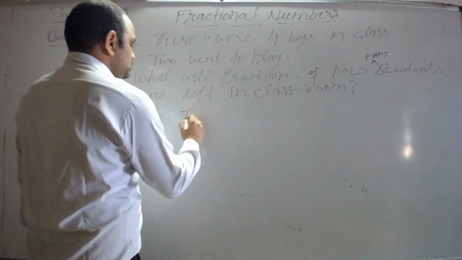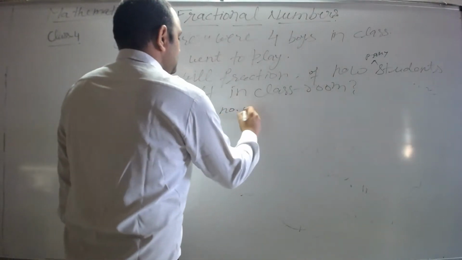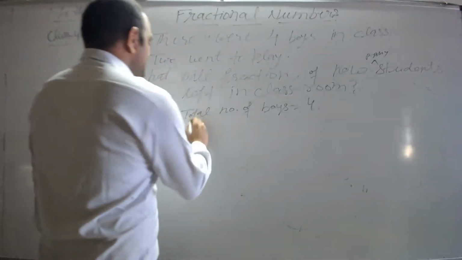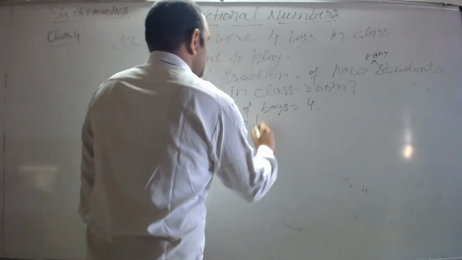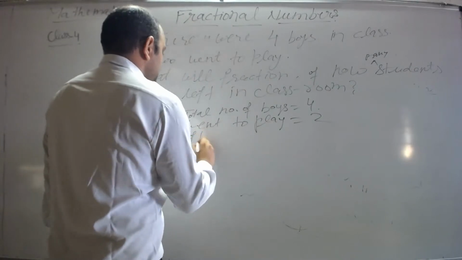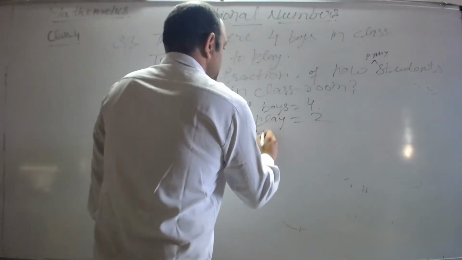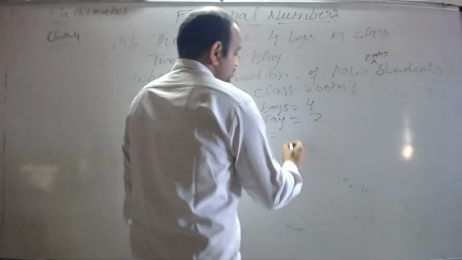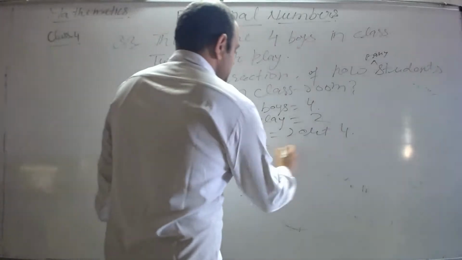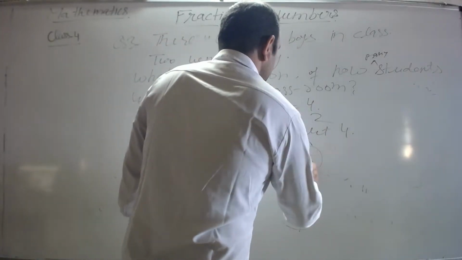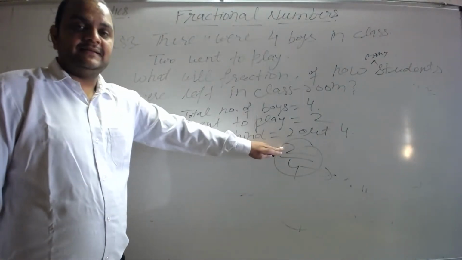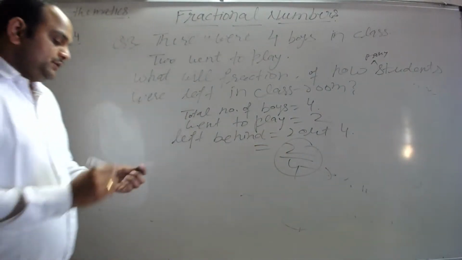So the total number of boys is 4, 2 went to play, 2 left behind. 4 minus 2. So 2 out of 4 were left behind. In fraction form, we will write this as 2 divided by 4. Here 4 is the total number of boys and 2 is the number who went to play.